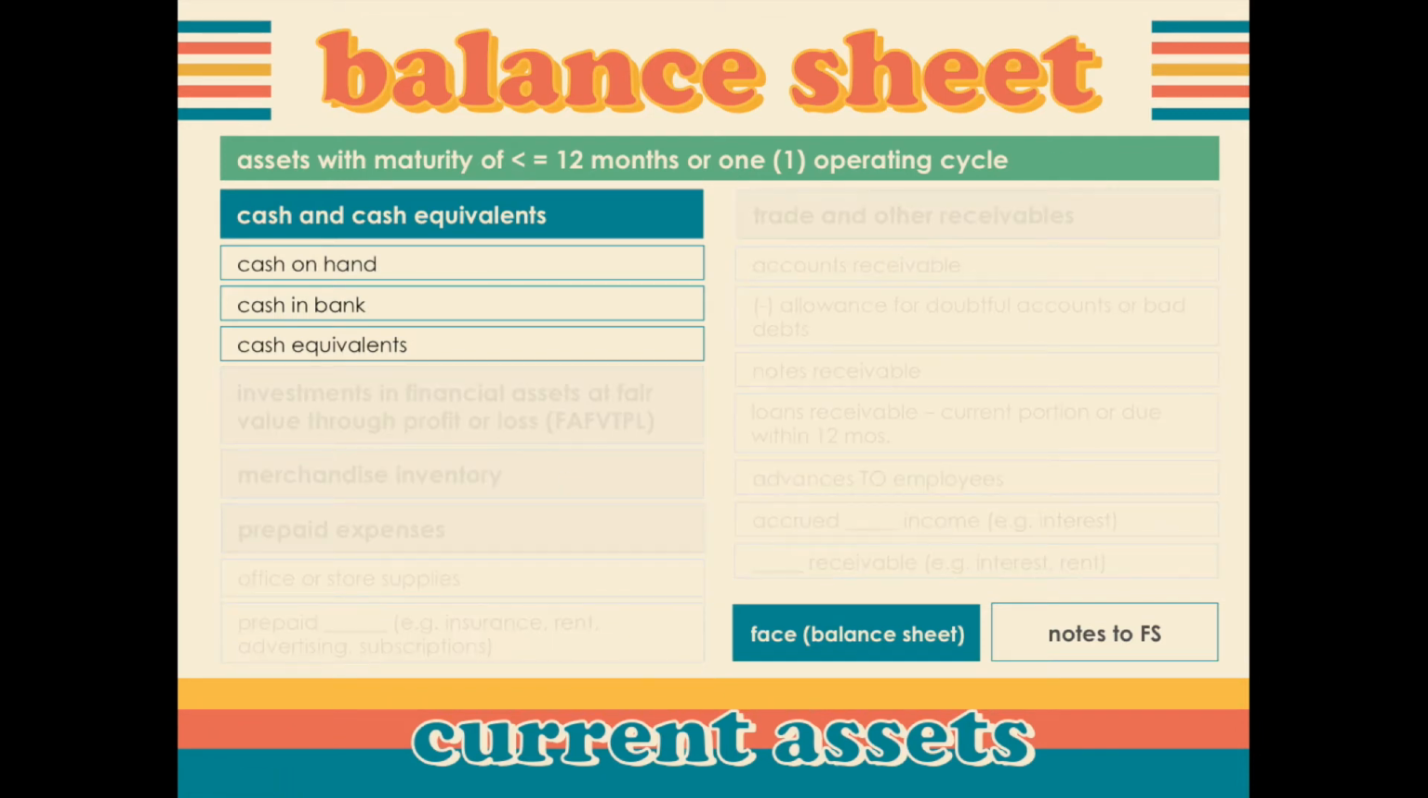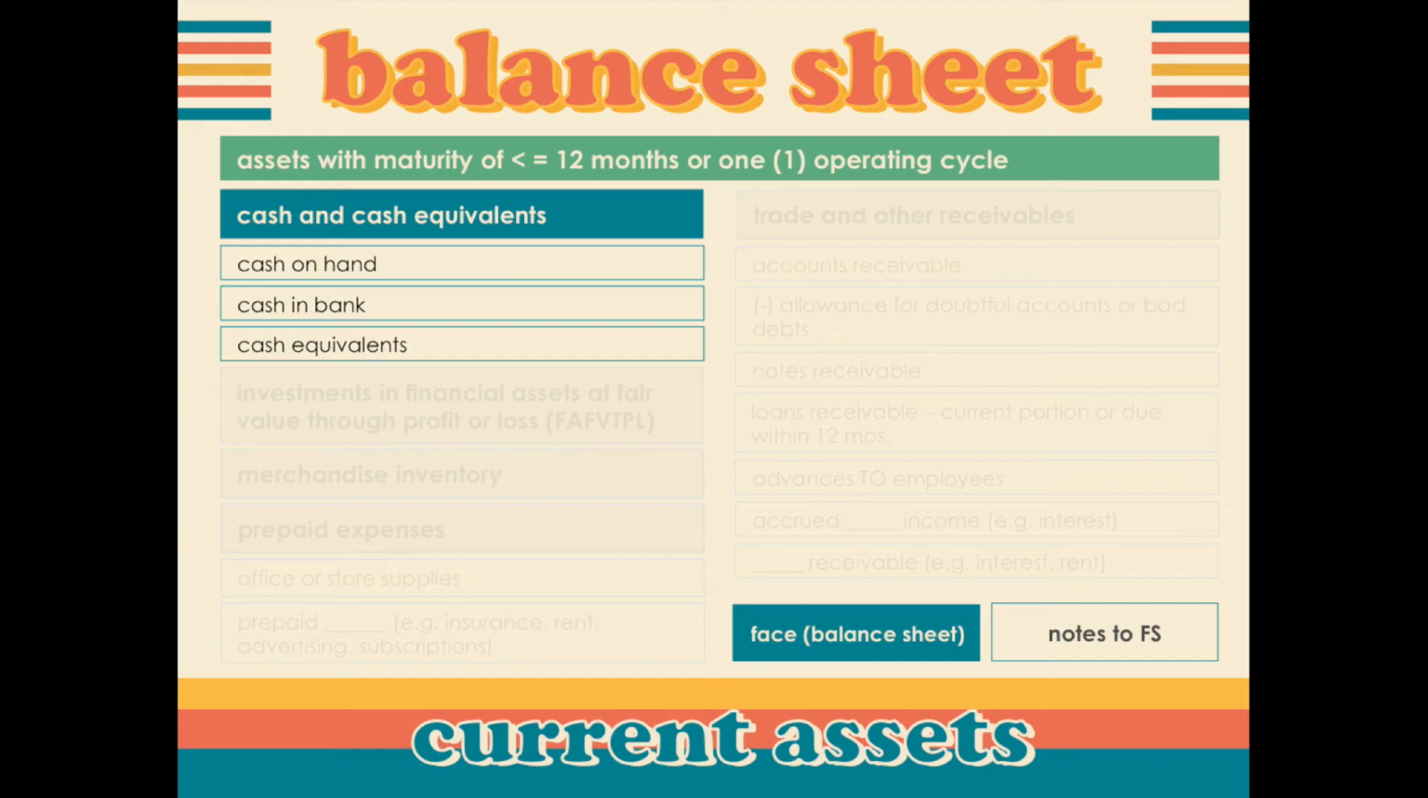First, we have cash and cash equivalents. This is composed of cash on hand, cash in bank, and cash equivalents. Cash on hand is literally money that you have on hand, bills and coins, including checks that have not been deposited in the bank. Cash in bank pertains to money deposited in banks, so these may include money in current or savings accounts. For basic accounting purposes, we generally just use the account name cash.